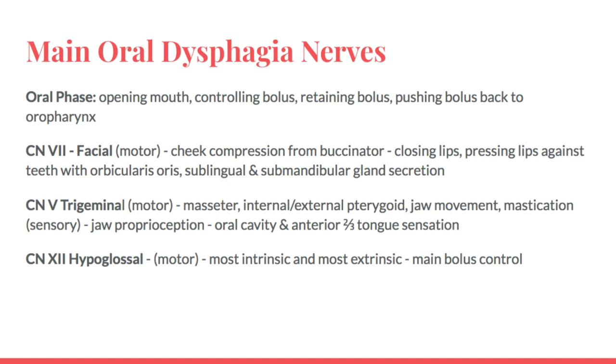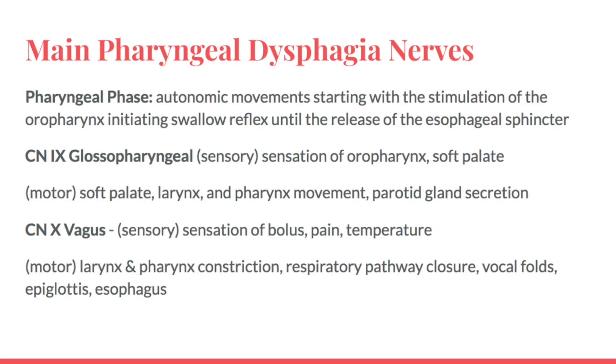The pharyngeal phase starts with the tactile stimulation of the oropharynx initiating the swallow, then moving the food down through the pharynx all the way up to the esophageal sphincter. The pharyngeal phase consists of involuntary sensory and motor functions, mainly controlled by the glossopharyngeal nerve and vagus nerve. The glossopharyngeal nerve is the main nerve that initiates the swallow by the sensation of the oropharynx and initiating the reflex of the swallow.